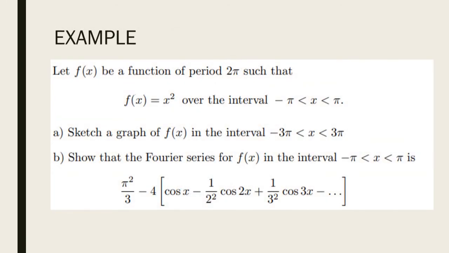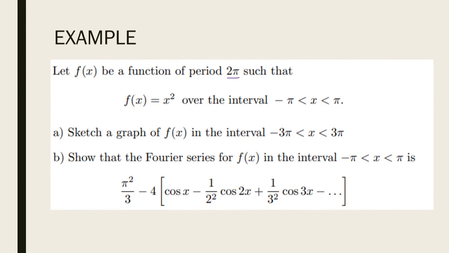Okay, so here's an example on how to solve a Fourier series. Let f of x be a function of period 2 pi such that f of x is equal to x squared over the interval from negative pi to pi. So it means that the function f of x equal to x squared repeats, or its starting point is from negative pi, then goes back to its initial value at pi. So it is given that the period or the interval is 2 pi.